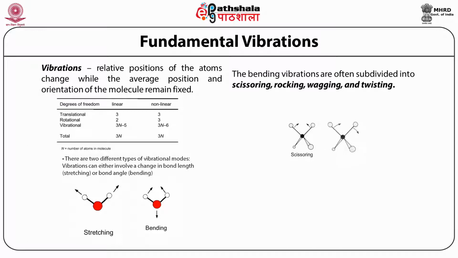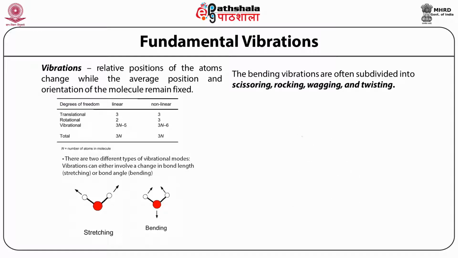So for that we can calculate the degrees of freedom. For translation, if it is linear, there are 3 degrees of freedom, and if it is non-linear, again 3 degrees of freedom. For rotation, for the linear it is 2, and for the non-linear there are 3 degrees of freedom. For vibration, the linear case is 3n minus 5, and for non-linear it is 3n minus 6. So the total is 3n for the linear, and for the non-linear it is again 3n.